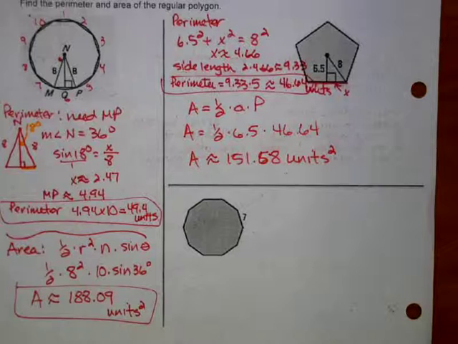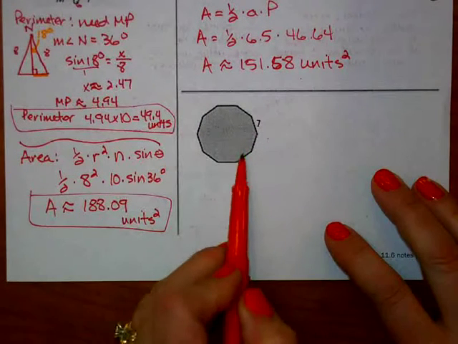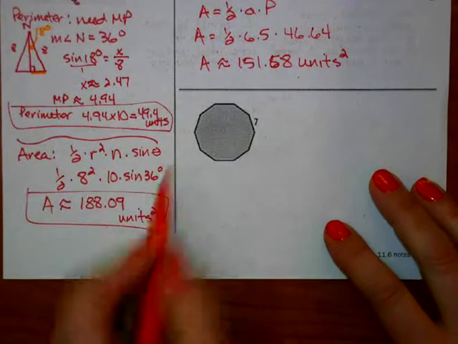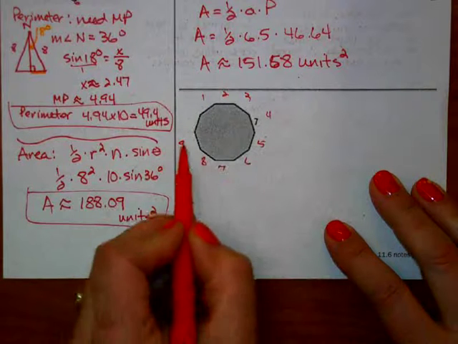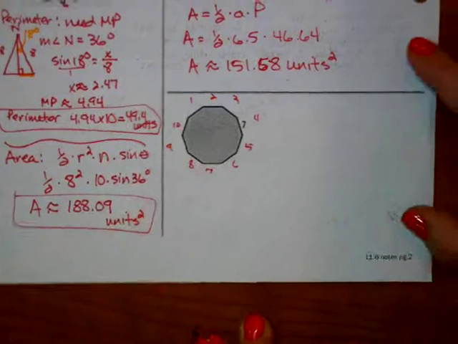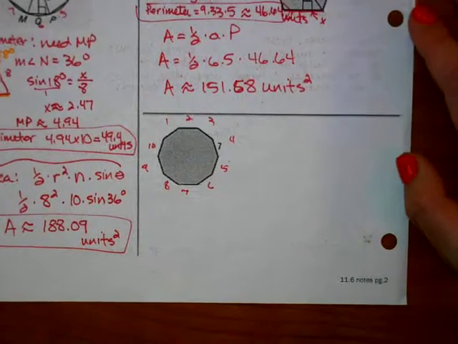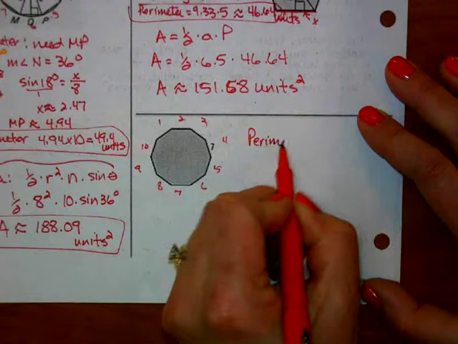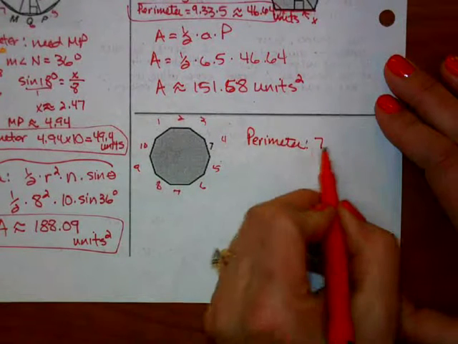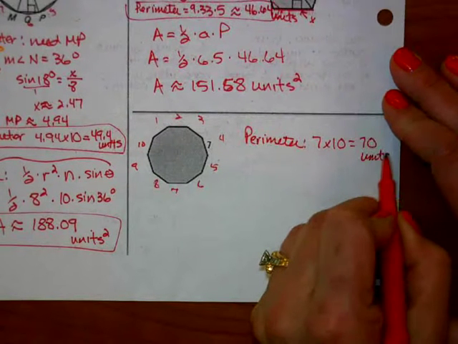Okay, so the last one is a different situation again. Here, let's count how many sides there are. 1, 2, 3, 4, 5, 6, 7, 8, 9, 10, right? If it helps, write it down. Sometimes I do that just to make sure I don't screw up. 10 sides. All right, so we need to find the perimeter. That's easy because they gave us the side length, didn't they? So the perimeter is 7 times 10, which is 70. So easy on that one, 70 units.